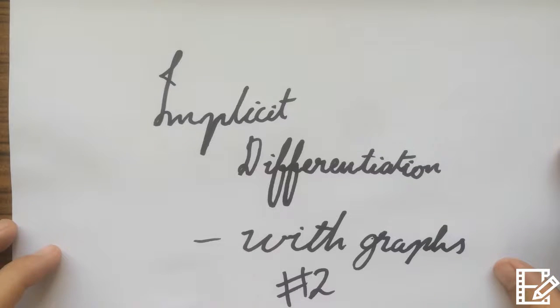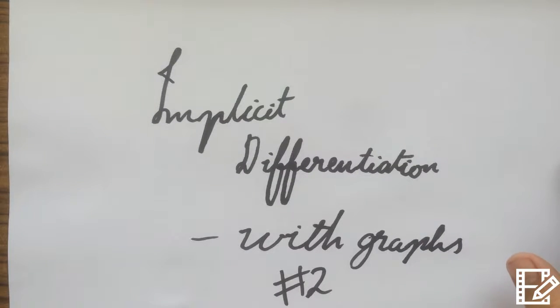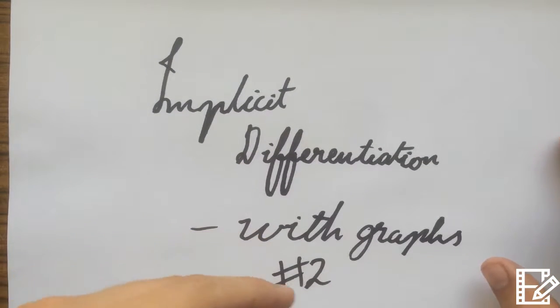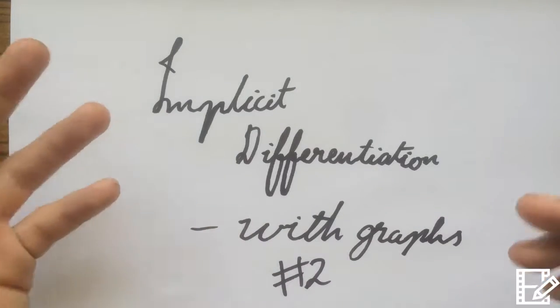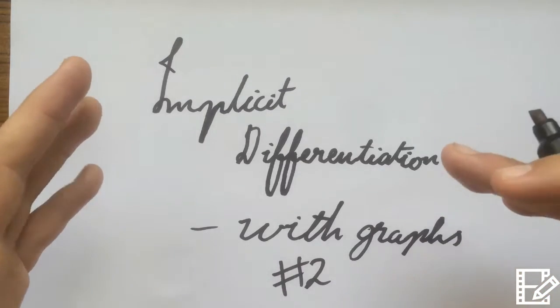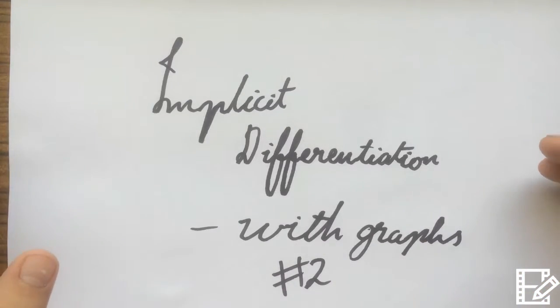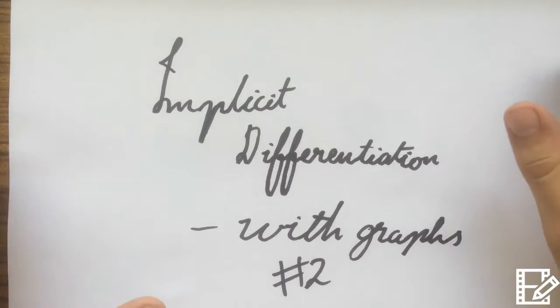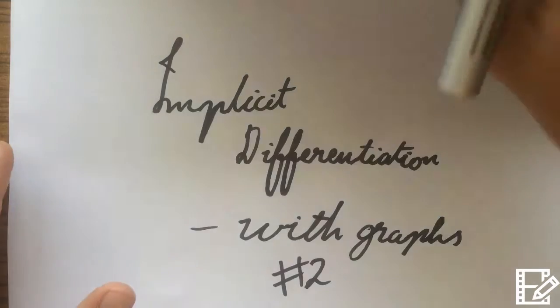Welcome back to another one of my implicit differentiation videos. This one will be the second video on implicit differentiation with graphs. I'm not going to be doing anything with the graphs, I'm just going to be showing you a graph so you can get an idea of what we're actually doing a bit better, or you can see it from a different point of view. Anyway, I'll get right onto it.